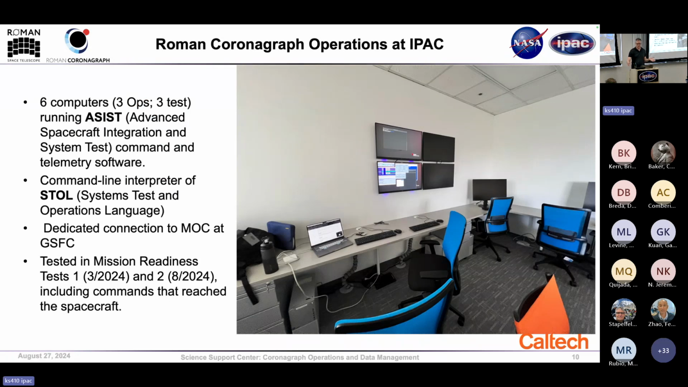This is a picture of downstairs in the ops area. We have 6 computers running the ASSIST command and telemetry software, which is provided to us by Goddard, the mission operations team. That system is a command line interpreter of the STOL command and telemetry language, which has been mentioned a little bit here and there, but that is the main scripting language, the main language by which we will command CGI. We need to use STOL.